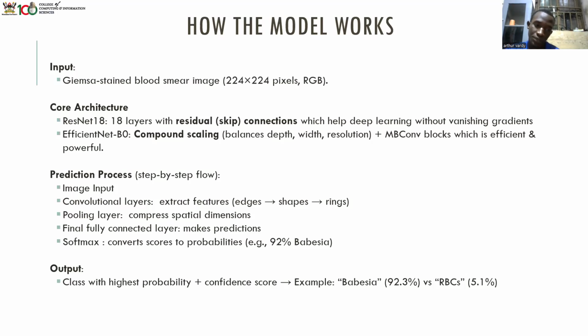Then the output will be the class with the highest percentage with its confidence score. For example, Babesia is 92.3%, and the red blood cells are 5.1%. And if someone sees such scores, this will be a confirmation that that particular cell is affected by Babesia, since Babesia has the highest percentage.